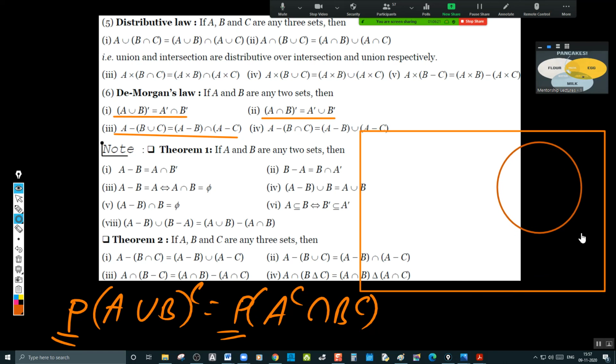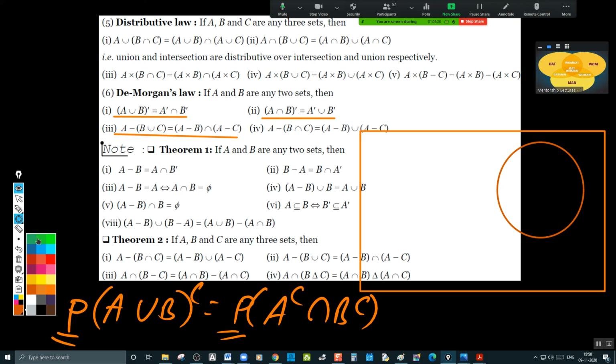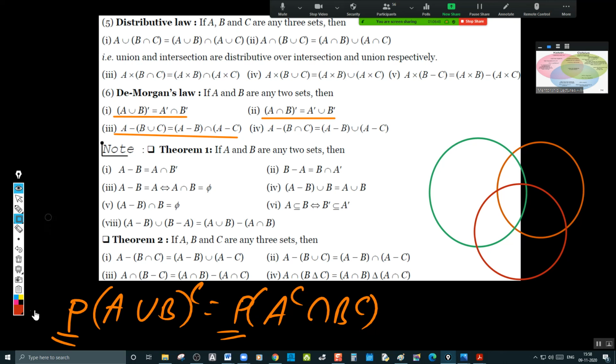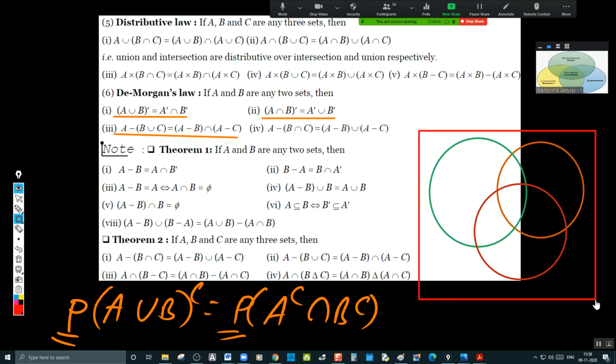This is, let me say, circle C. This is, let me say, circle A. This is, let me say, circle B. Now understand the question given there. Please, all of you, understand the question given there. Question means the property. What is the property given here? A minus (B union C).